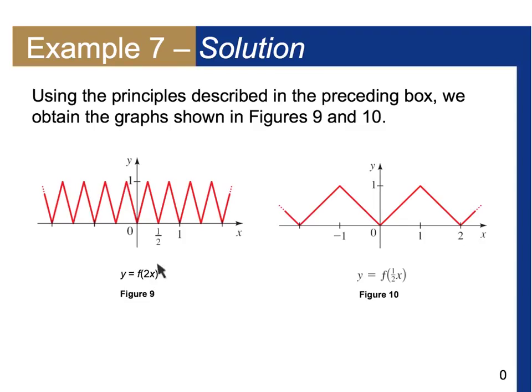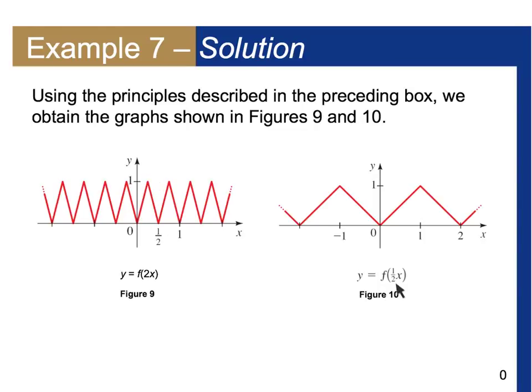So here's f of 2x. You can see it squishes it. So it's going to cycle twice as fast. So it's going to go up and down at half, and then up and down another half, and up and down another half instead of at 1. It still goes up to 1 now. It doesn't change the vertical, just changes the horizontal.